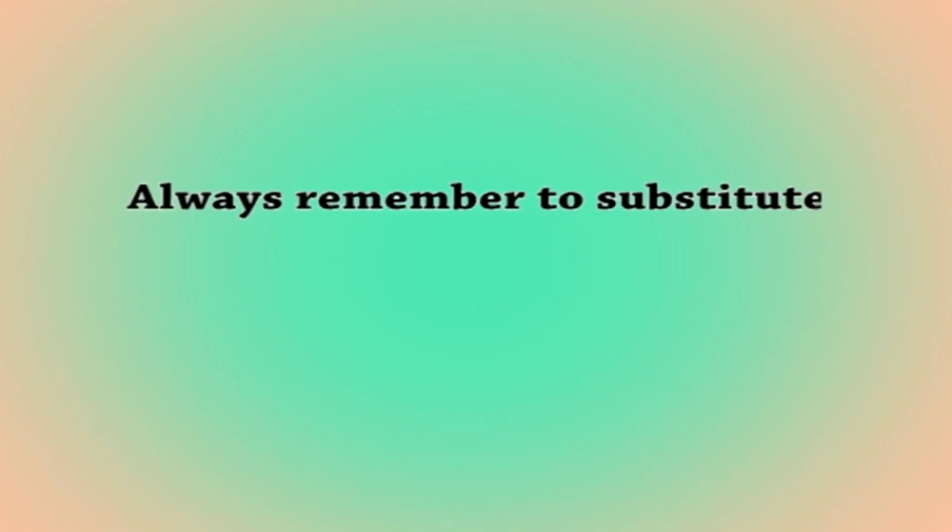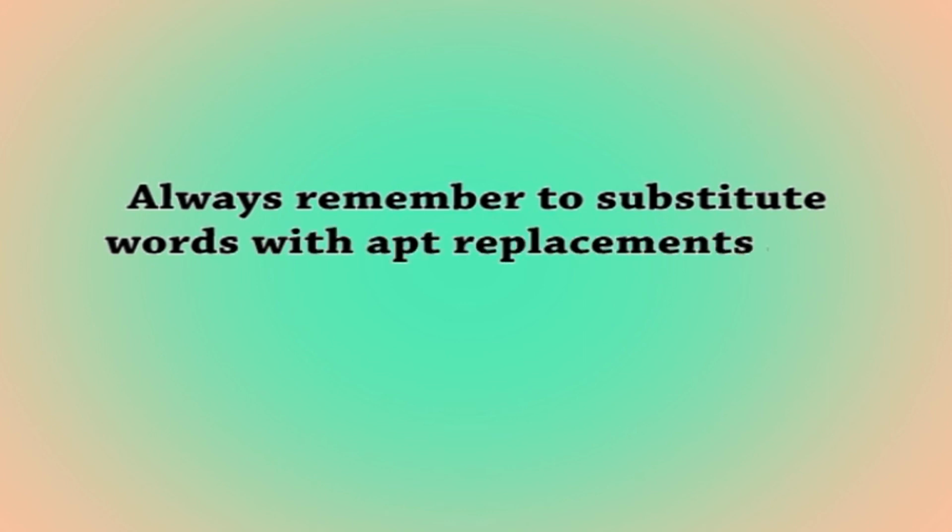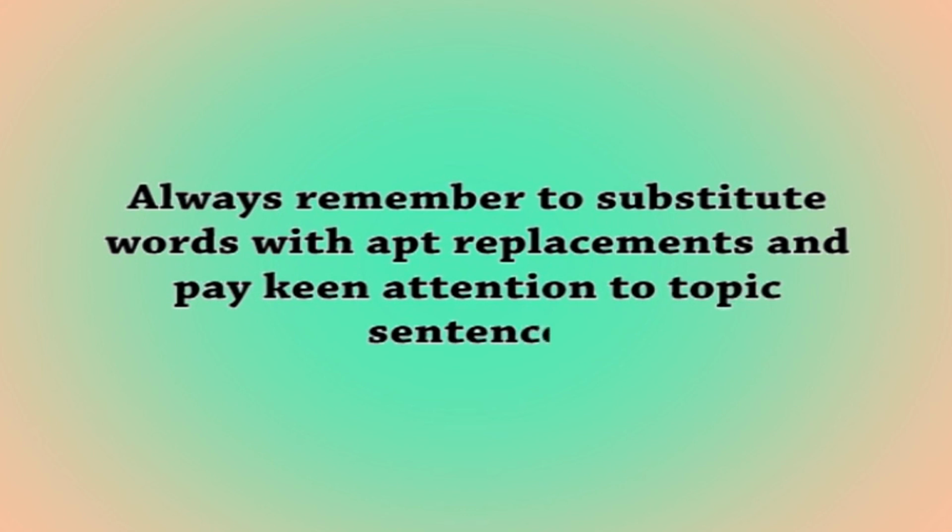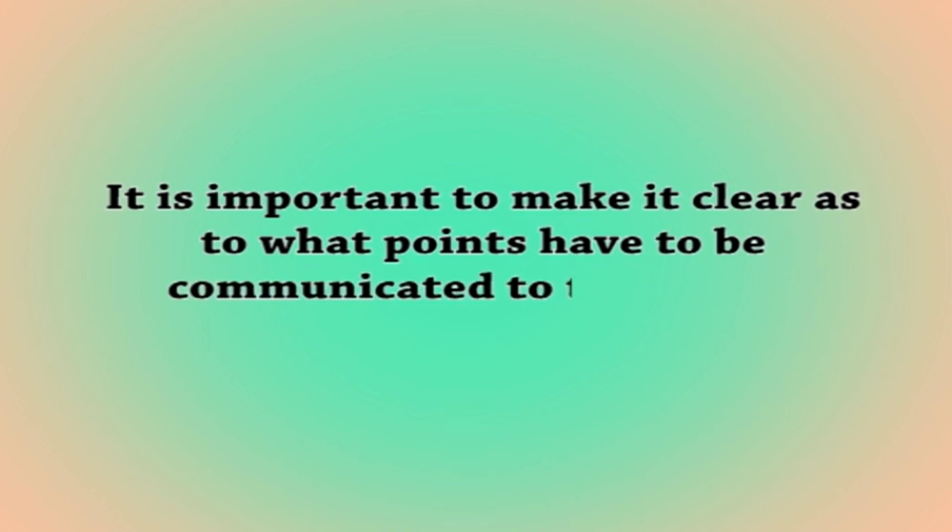The fourth step is to write the essay and follow the plan to write a proper structure. It is advisable to write an essay based on clear headings and eliminate irrelevant topics from the final draft later. Always remember to substitute words with apt replacements and pay keen attention to topic sentences. It is important to make it clear as to what points have to be communicated to the reader. Always remember to avoid using any colloquial phrases and informal language. It is important to communicate ideas and thoughts in full sentences.